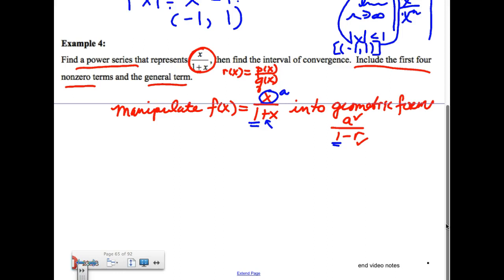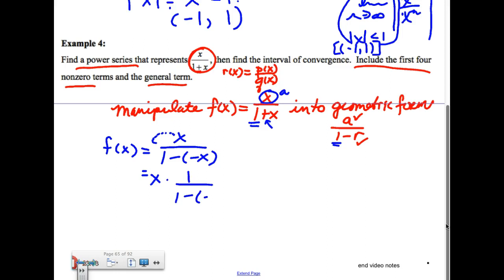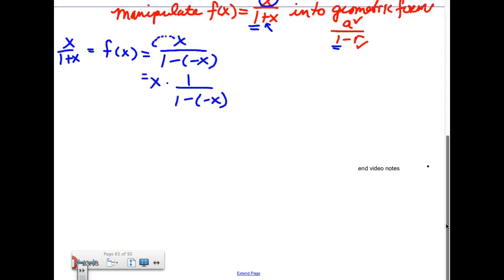Now, what I'm going to do is call that f of x is equal to x over 1 minus negative x. If I wanted to, I could even pull this x out front and say it's x times 1 over 1 minus negative x. But either way, I want to put x over 1 plus x. What that means is my geometric series is going to start at x, because that's what this indicates. It indicates the very first term that's generated by some rule of sequence.